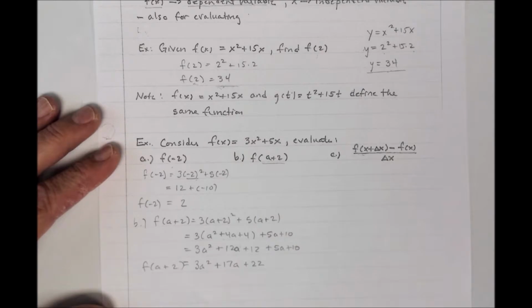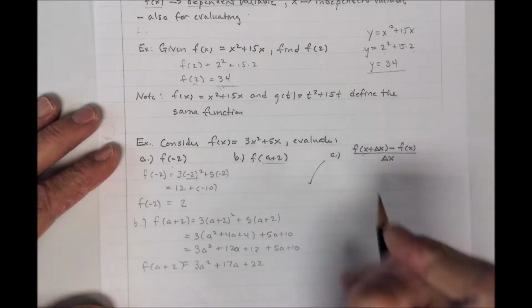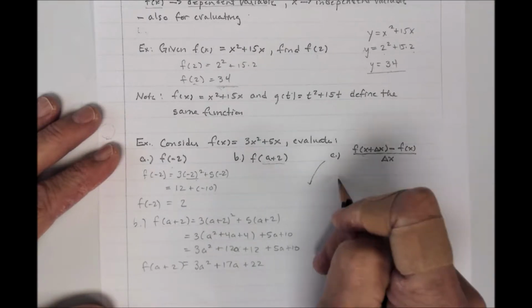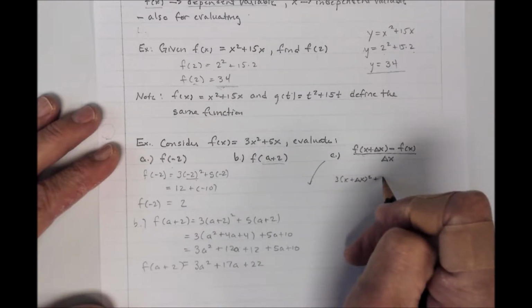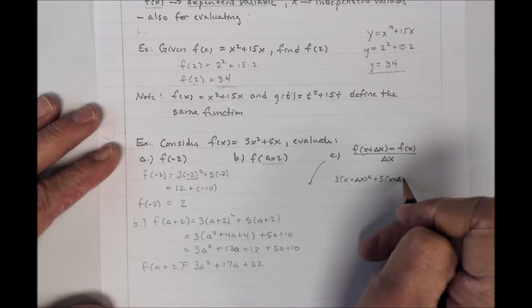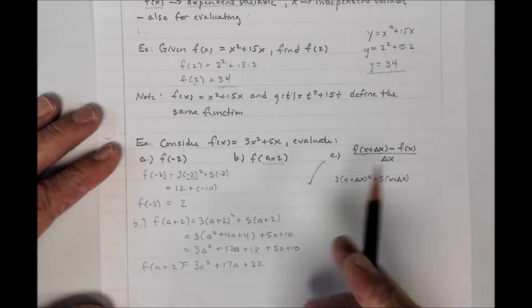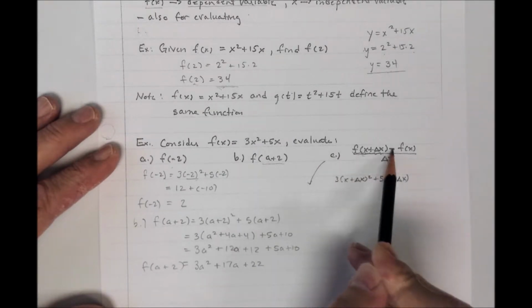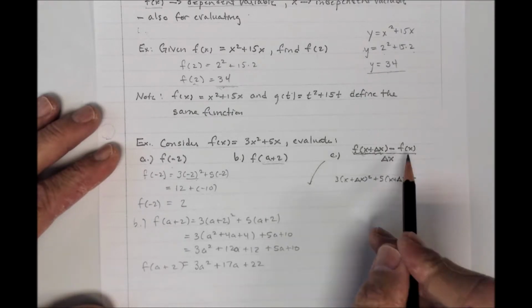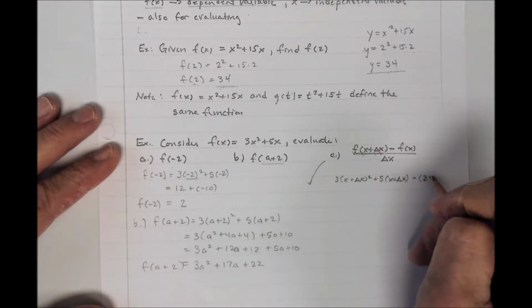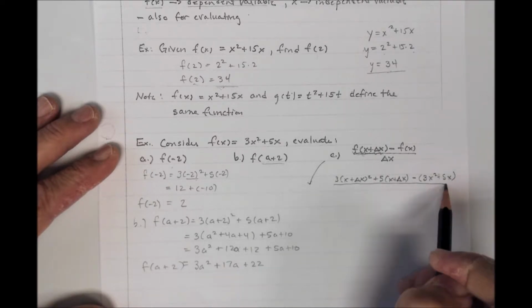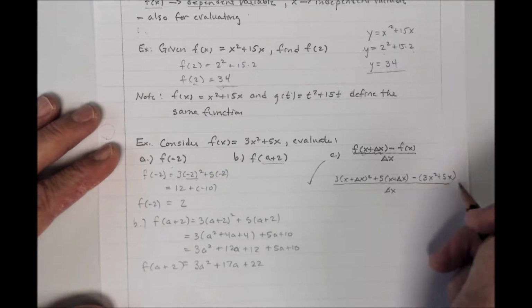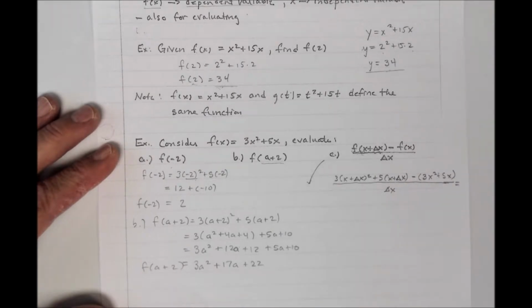Now, to really do this, I'm going to need a few lines here, so I'm just going to put part C right here. And f of x plus delta x would be 3 times (x plus delta x) squared plus 5 times (x plus delta x). Okay, that's this part right here. Minus f of x, which is this expression, (3x squared plus 5x), note the parentheses, all over delta x.